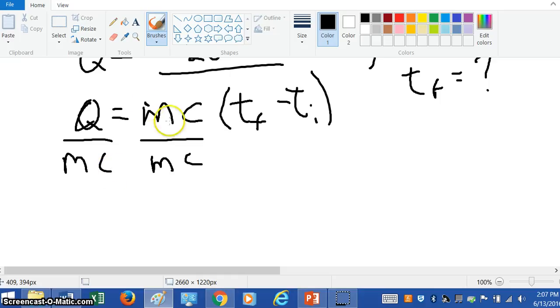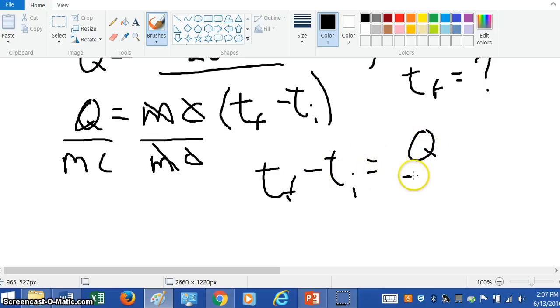And this M cancels this M, this C cancels this C. And then you're going to have T final. Here, I'll write it right down here. So you'll have T final minus T initial will equal Q over MC. Okay, so this is just algebra. This is just in general.